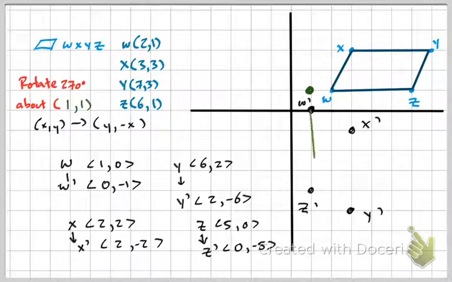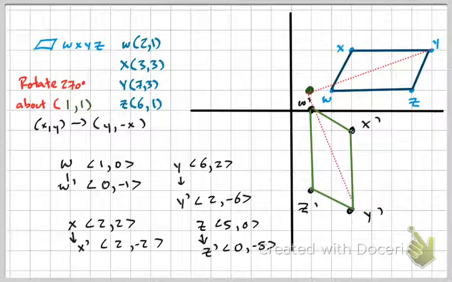And then connect them. Let's do a quick check. So all of these should make a 90 clockwise rotation. W, W prime, 90, good. X to X prime, 90, good. Y to Y prime, good. Z to Z prime, perfect right angle right there. Okay?